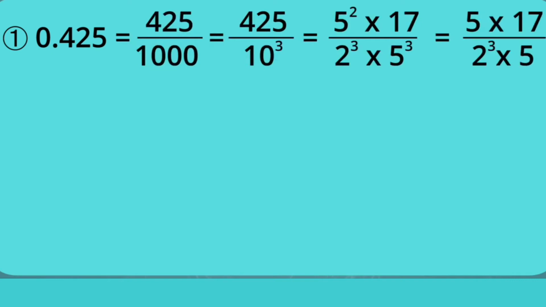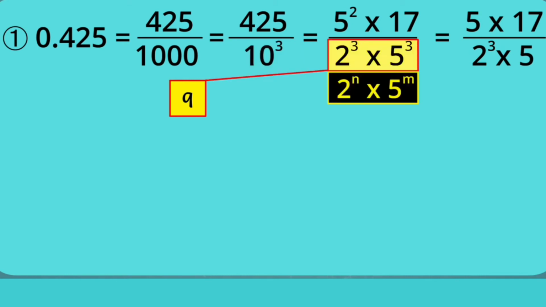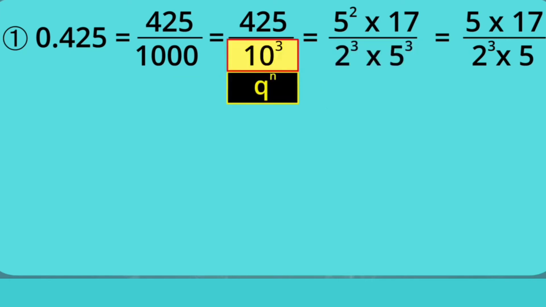Here we cancel the common factors between the numerator and denominator, and by observing the denominator we write the conclusion. Here we can say that any real number which has a decimal expansion that terminates can be expressed as a rational number p by q, where the denominator is a power of 10. That is, q is in the form 2 raised to n into 5 raised to m, which are the prime factors of q, and n and m are some non-negative integers.